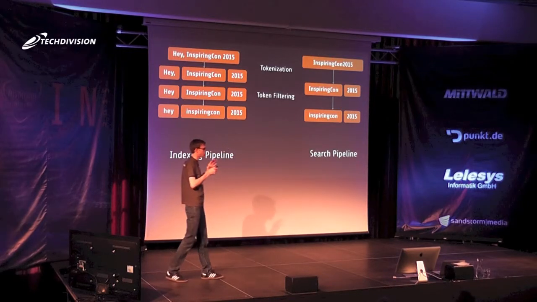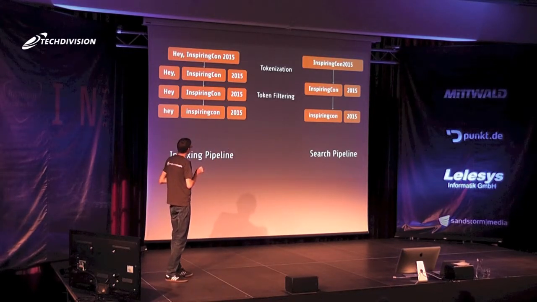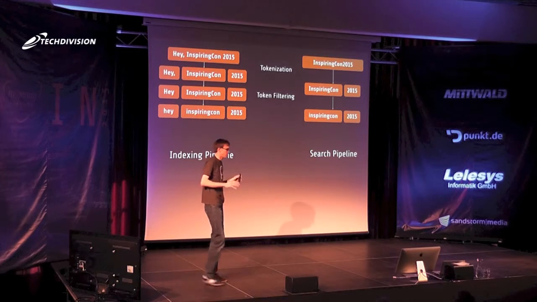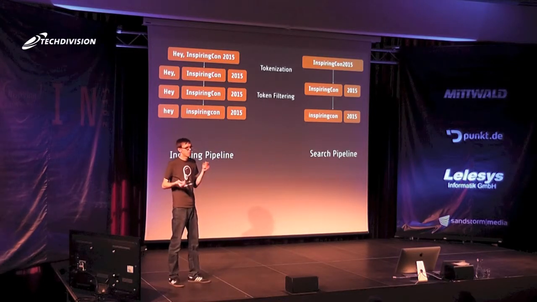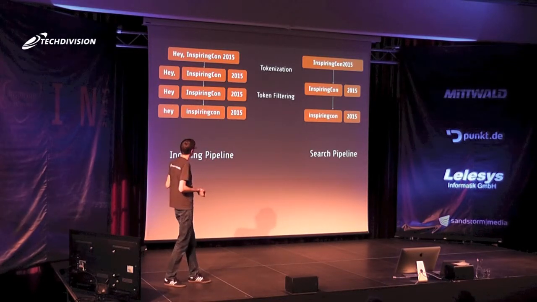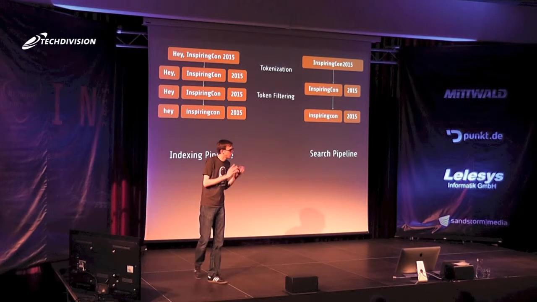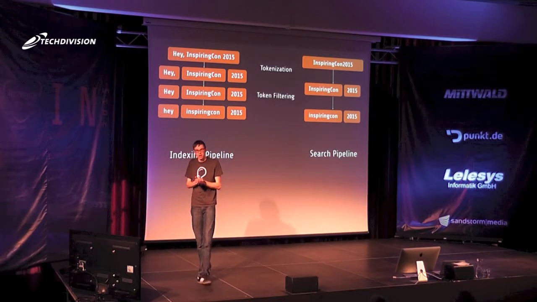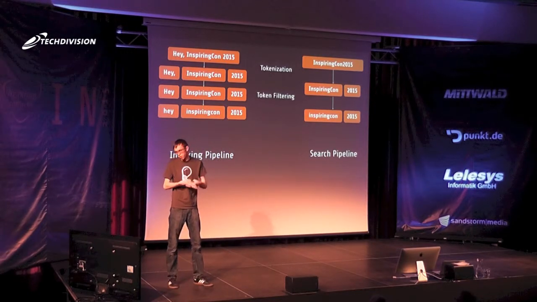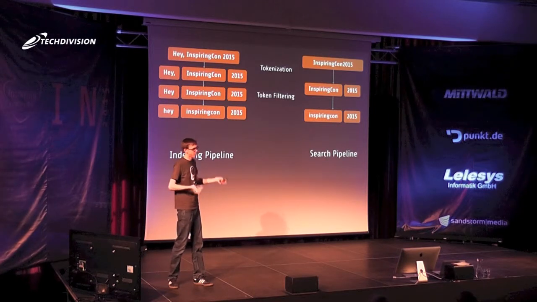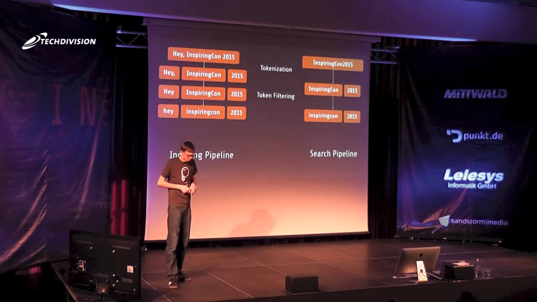And basically, what we get then is a bunch of tokens in here. This is what is in the index, and this is what we are searching for. And Elasticsearch essentially only does a simple string comparison. It basically checks if this 2015 exists here, if this inspiring con exists here, and because it's really just a simple string comparison, it's extremely fast and extremely performant. That's basically the whole trick which all indexing engines do.